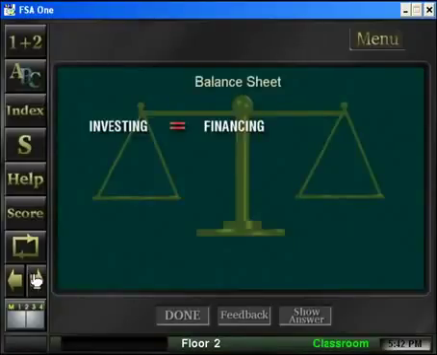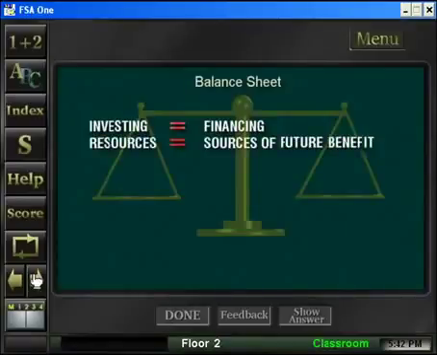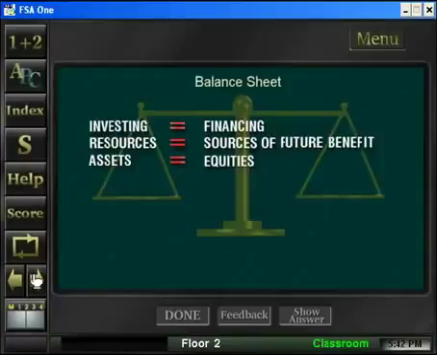The balance sheet shows the balance of equality between investing and financing at a given point in time. Investing yields resources which the firm can use for future benefit. Financing provides the source for acquiring those resources. Resources are assets the firm can use for future benefit.